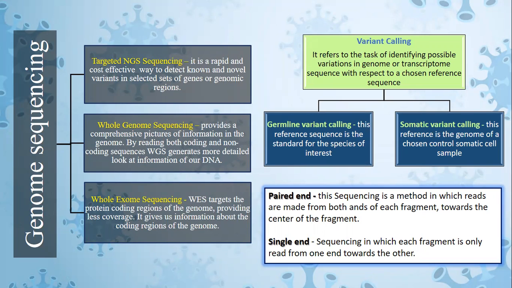Whole exome sequencing, on the other hand, targets only the protein coding regions of the genome, providing less coverage, and only gives us the information about the coding regions of the genome.